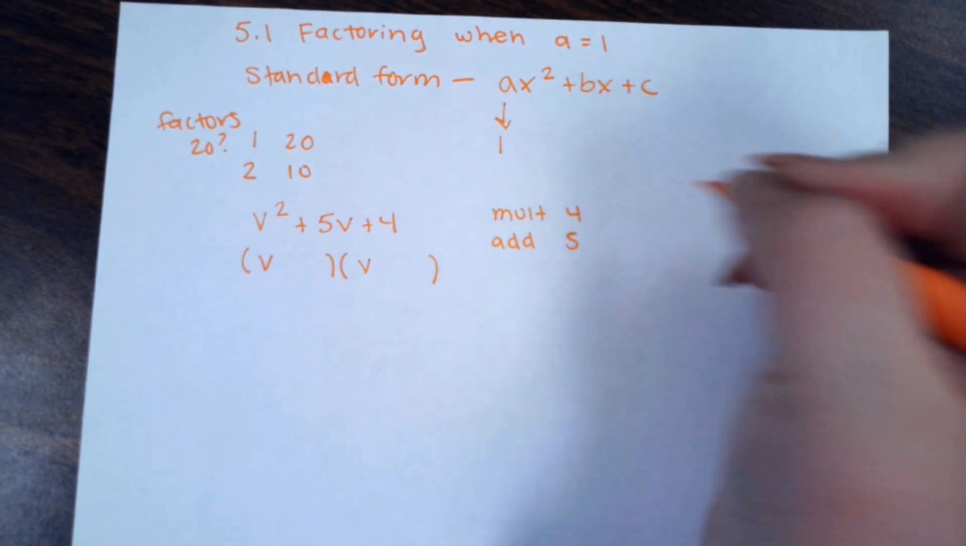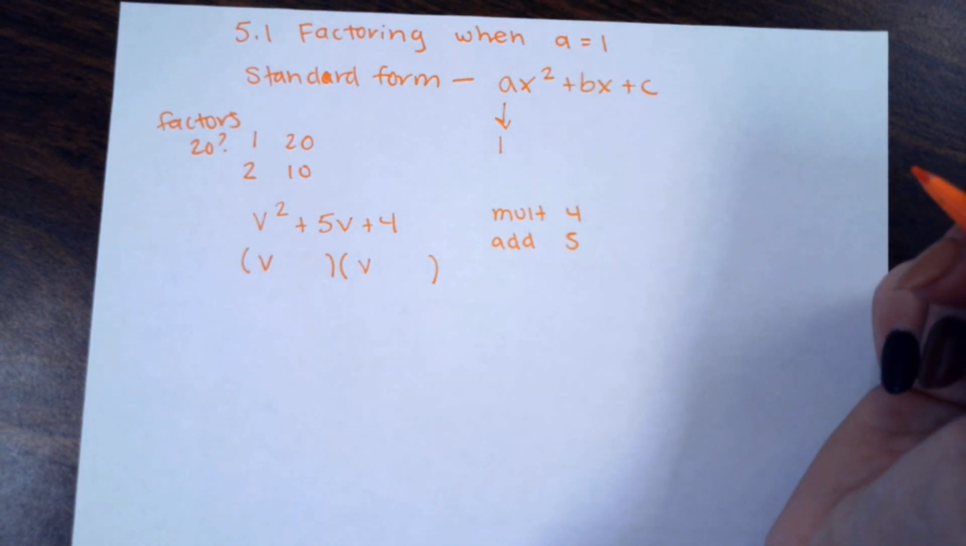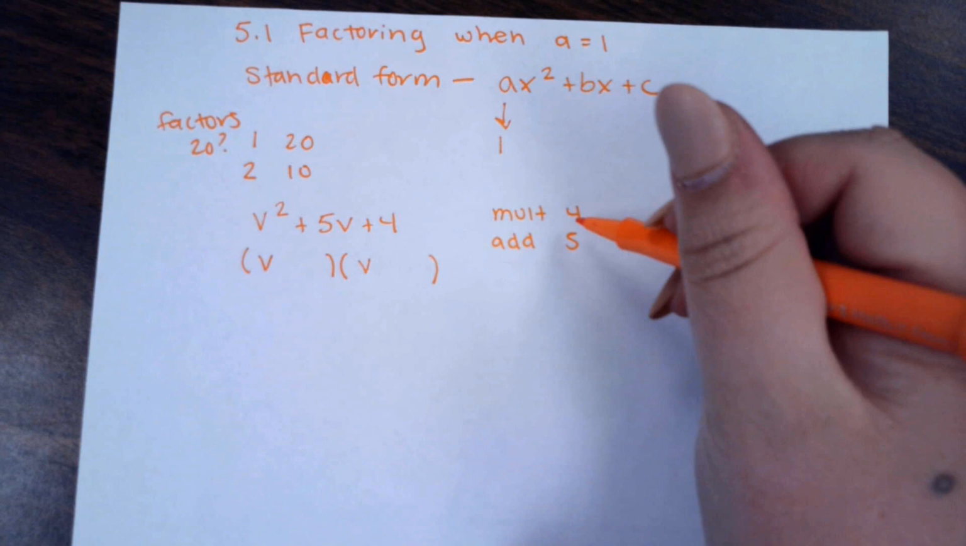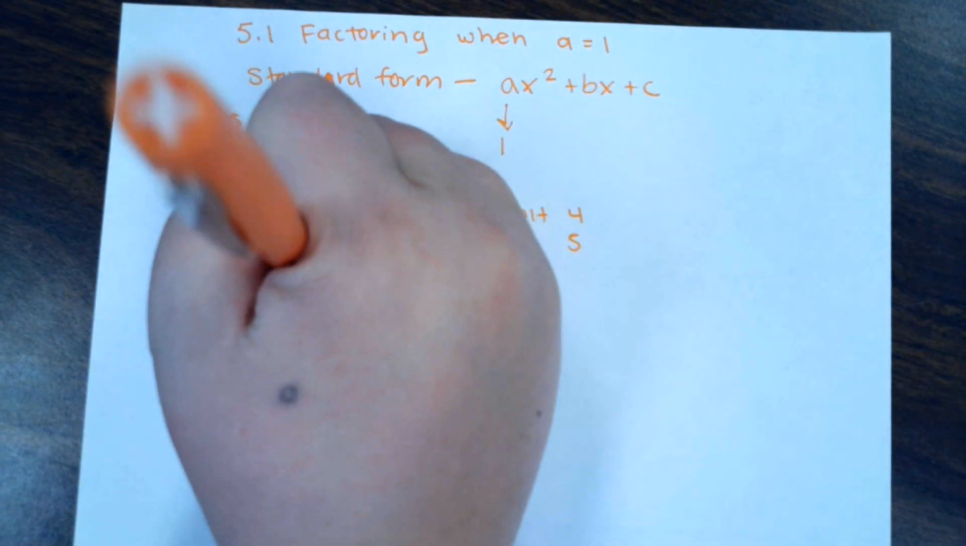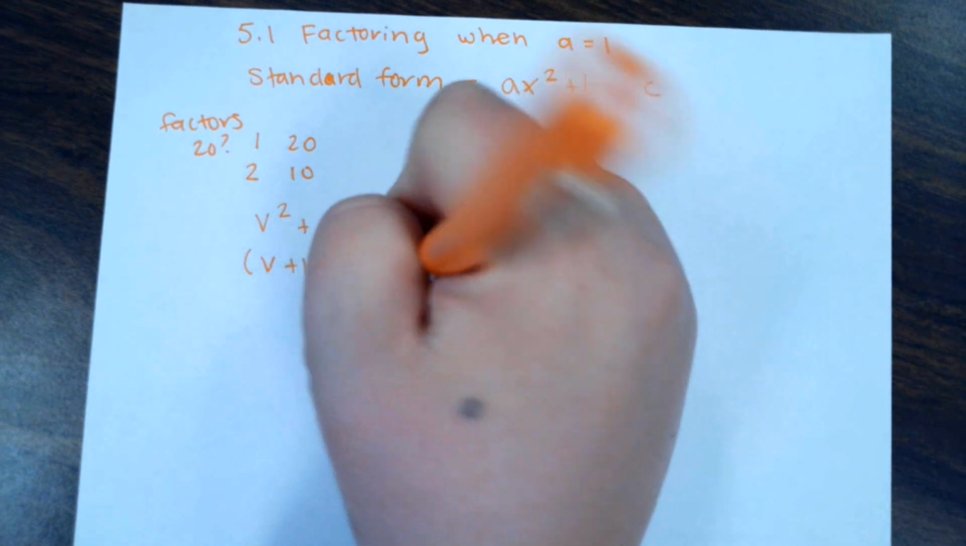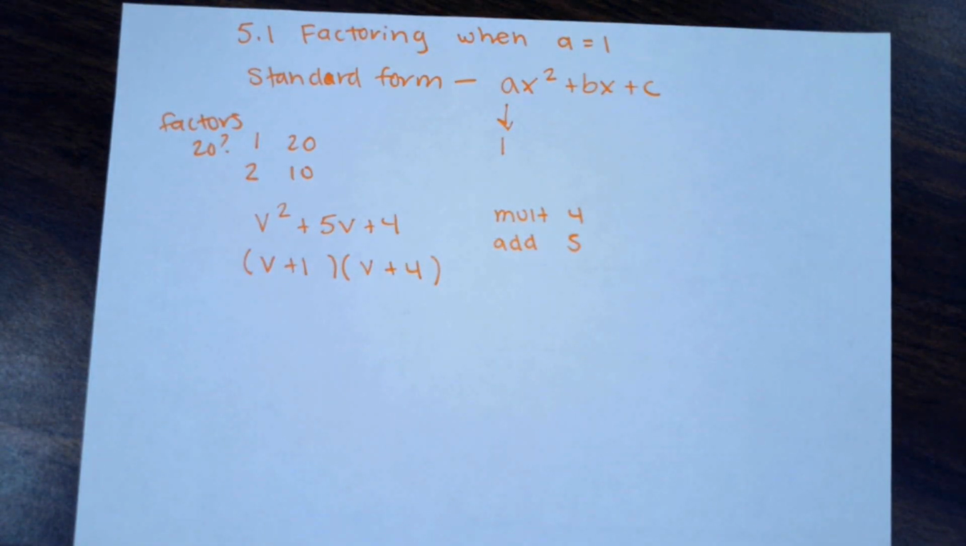Well, there's not too many multiples of 4. We've got 2 and 2. Well, that's never going to give us 5. 1 and 4. Well, check out that. When I add them, I get 5. So v plus 1, v plus 4. Boom, you're done. You can check by FOILing, right?